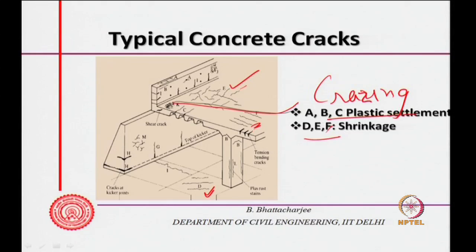This will be largely surface. They might look like this at the surface, but if the section is thin, you might get them through and through also. So, these are the shrinkage cracks actually.